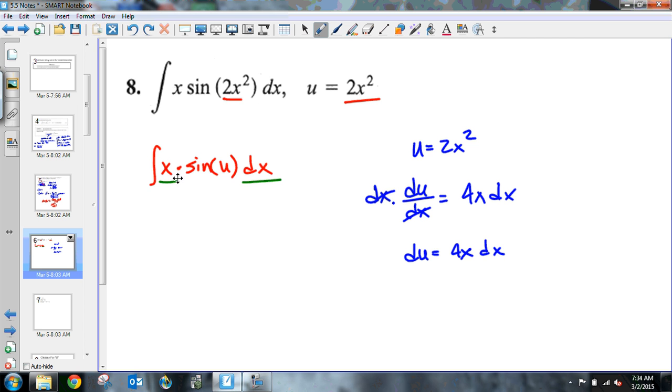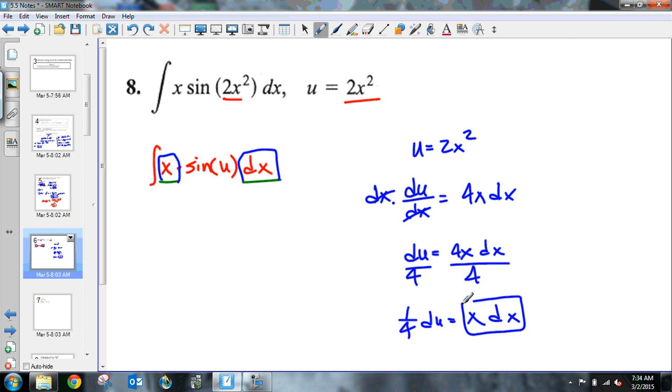What I need to get is an x dx. My whole objective is to get rid of this and substitute for that. I'm pretty close here, but I would have to divide both sides by 4 in order to get 1/4 du is equal to x dx. Now that I have x dx, I can substitute 1/4 du back in up here.